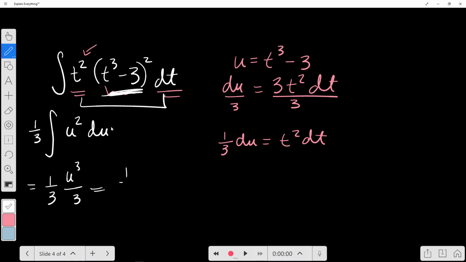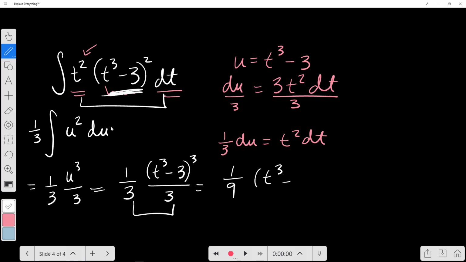And then this becomes u, which is t cubed minus 3 cubed over 3. And then finally I can multiply that and get 1/9 t cubed minus 3 cubed plus c to be your final answer.